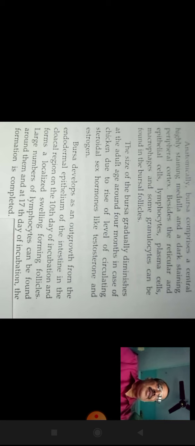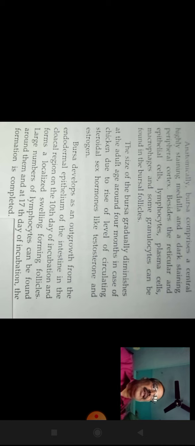The size of the bursa gradually diminishes at the adult age, around 4 months in case of chicken, due to the rise of level of circulating steroidal sex hormones like testosterone and estrogen.